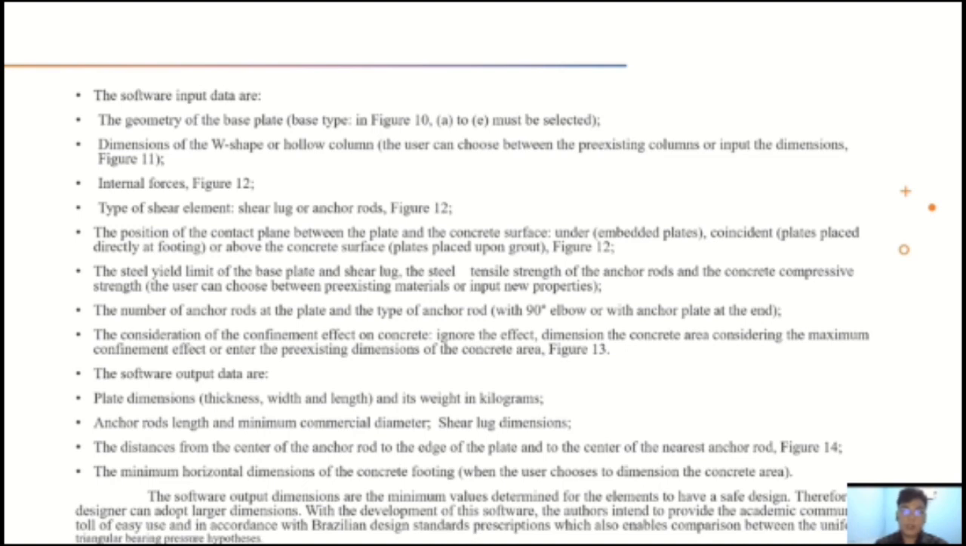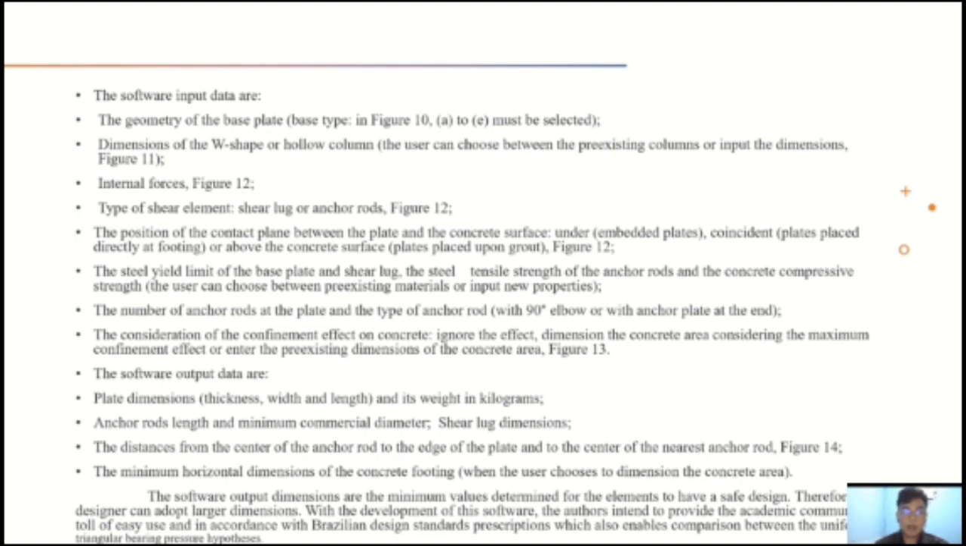So type of shear element, shear lug or anchor rods, figure 12. The position of the contact plane between the plate and the concrete surface, under the coincidence, plates placed directly at the footing or above the concrete surface. The steel yield limit of the base plate and shear lug, the steel tensile strength of the anchor rods, and the concrete compressive strength. The user can choose between pre-existing materials or input new properties.